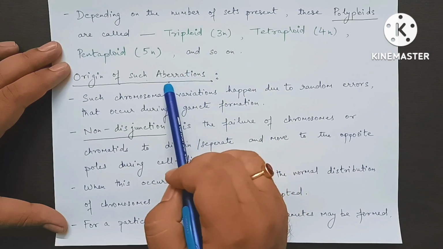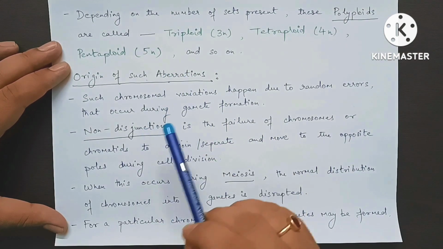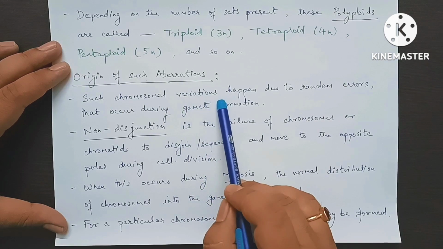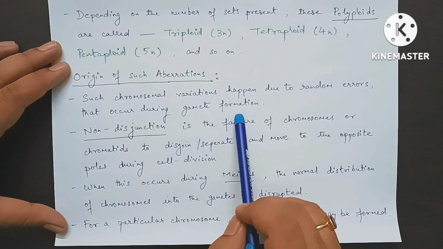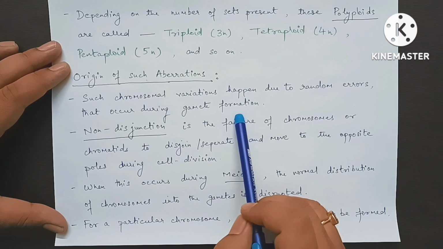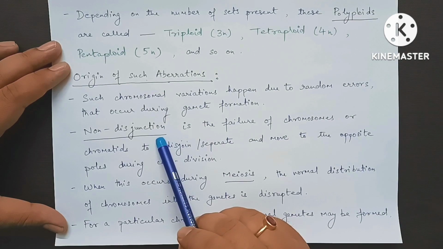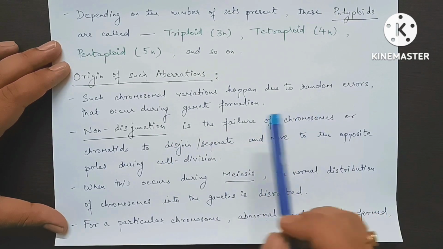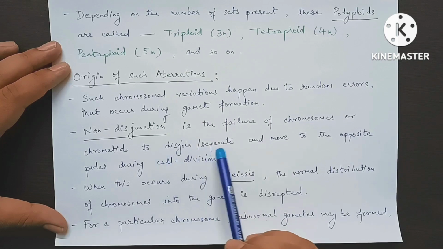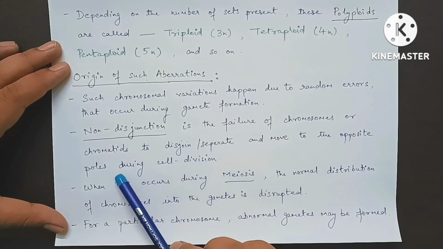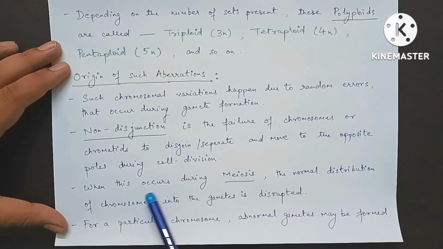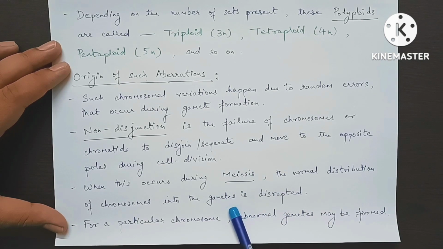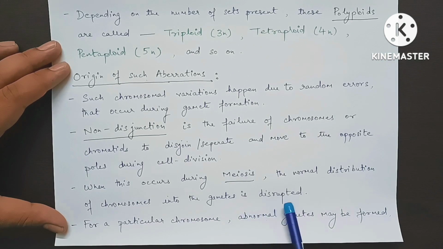Now, the origin of such aberrations. Such chromosomal variations happen due to random errors that occur during the gamete formation. Non-disjunction is the failure of the chromosomes or chromatids to separate and move to opposite poles during the cell division. When this occurs during meiosis, the normal distribution of chromosomes into the gamete is disrupted.